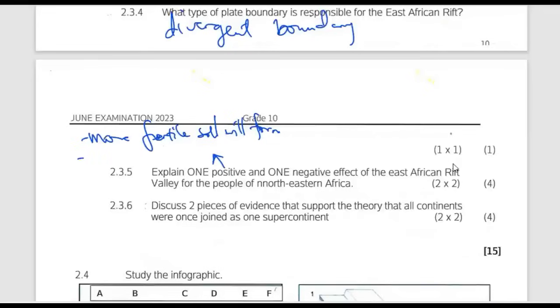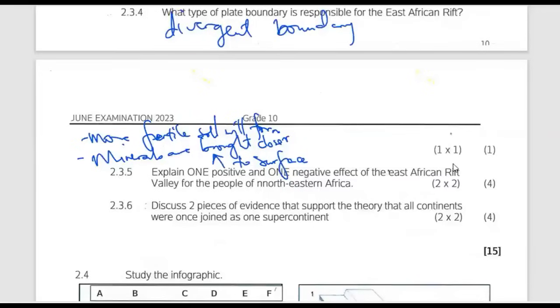And also, minerals are brought closer to the surface. Because of the rifting, minerals which were hidden underground will become closer to the surface and it becomes easier to mine and extract them. So they are brought closer to the surface. It's another benefit.